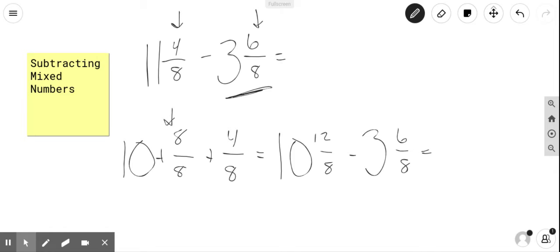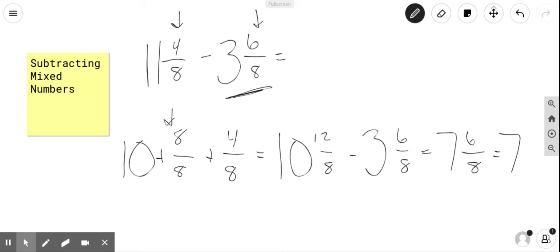10 minus 3 is 7, and 12 minus 6 is 6. Our denominator stays the same, 6 eighths. Okay, now is 6 eighths in simplest form? It's not. We have to bring our 7 back over.